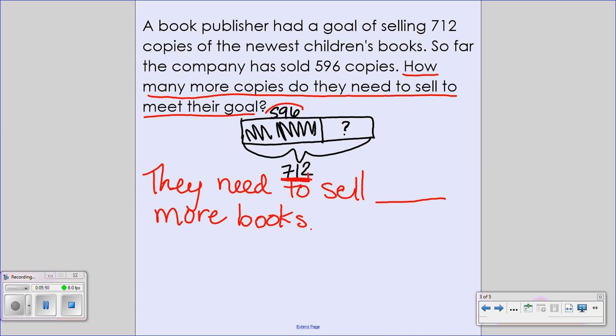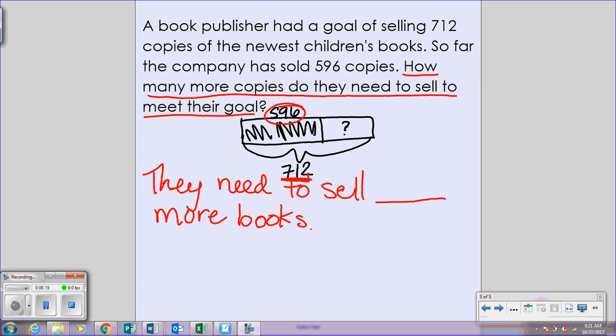Okay. We know they want to sell 712. But so far, they have only sold 596. What am I going to do? What math am I going to do to figure that out? I want you to go ahead and write this bar model in your notebook, because we're going to look at that a lot when we're trying to figure out what math skill to do. Grace, you have a question, or are you ready to rock and roll? All right, hang on to it for a second. So, you could do this problem two different ways.